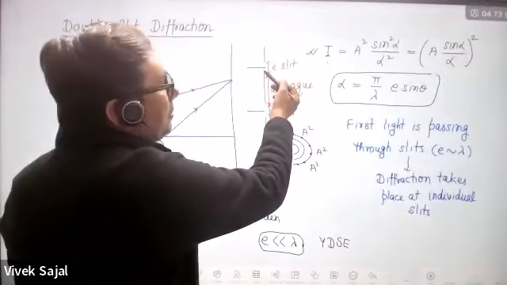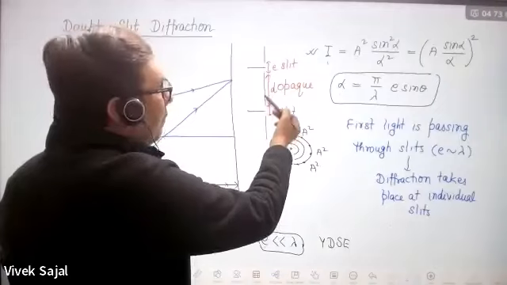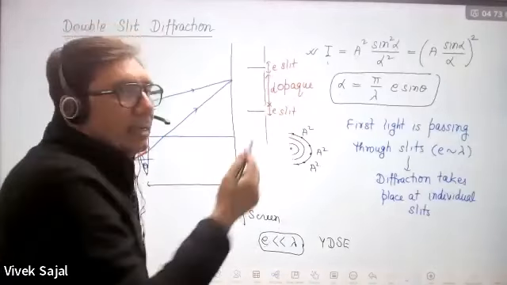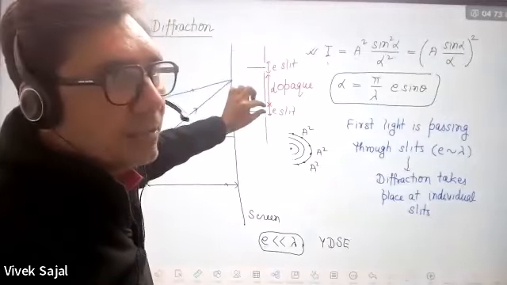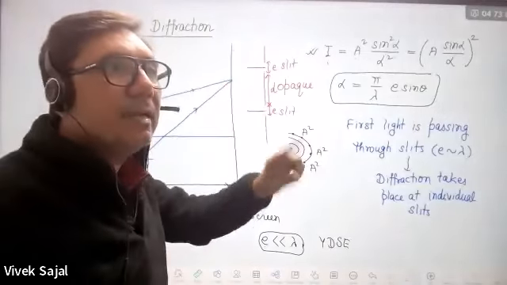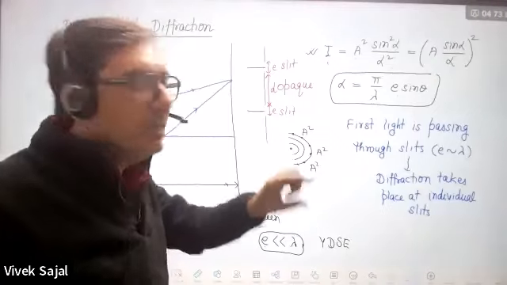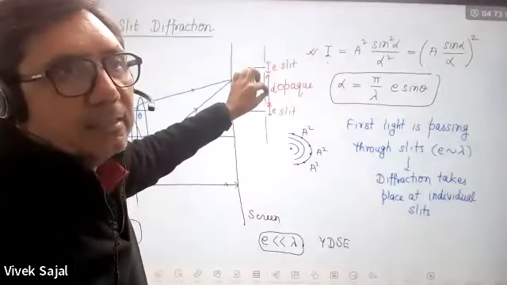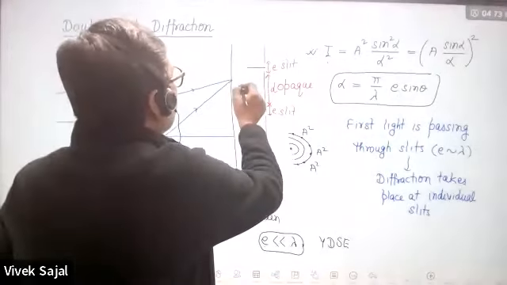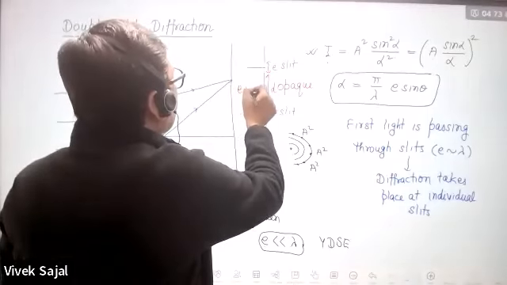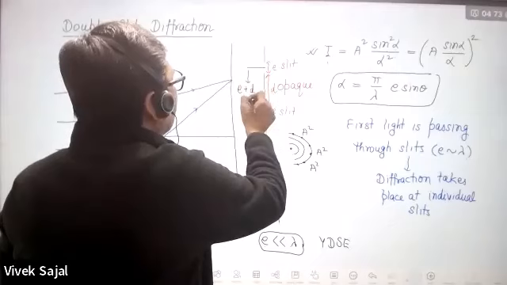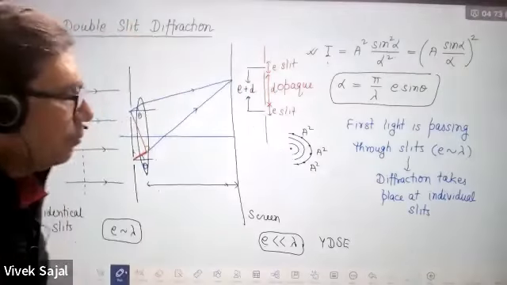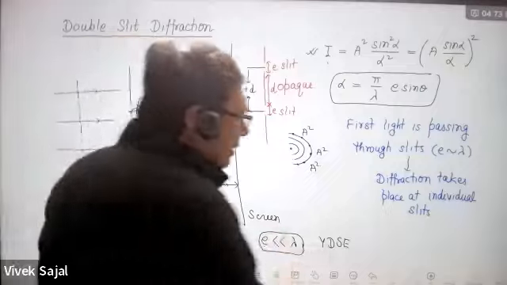This is E by 2 here. Half of the slit, if you are taking center to center separation, half of the slit is here, half of the slit is here. So this is E by 2 plus E by 2. So this is E, and the width of the opaque space is D. So this separation will be E plus D. So slit to slit separation is E plus D.